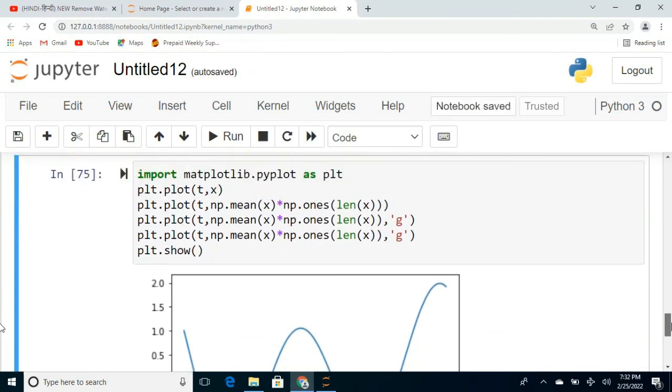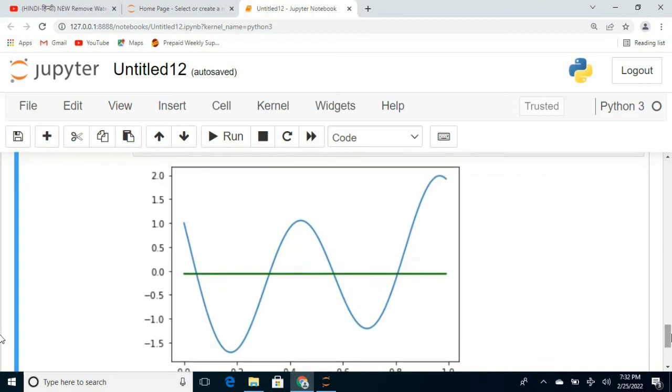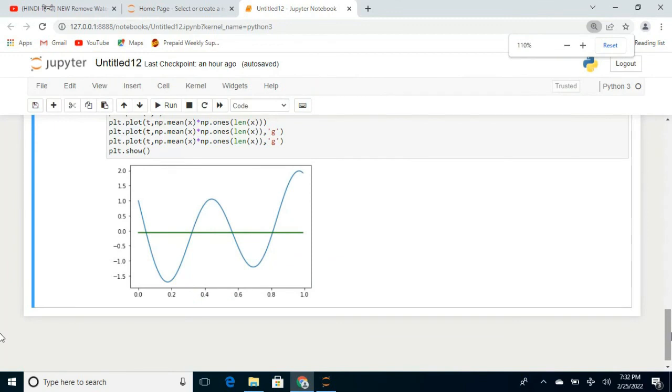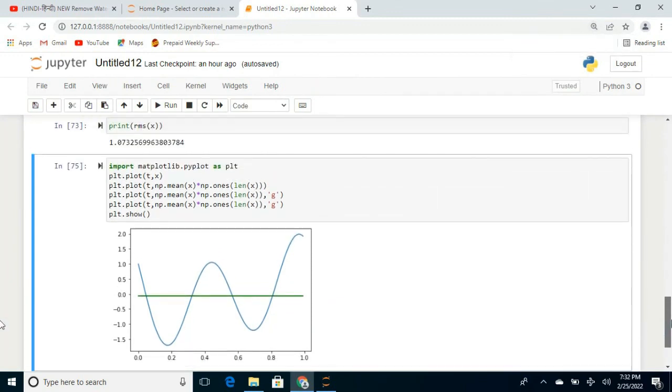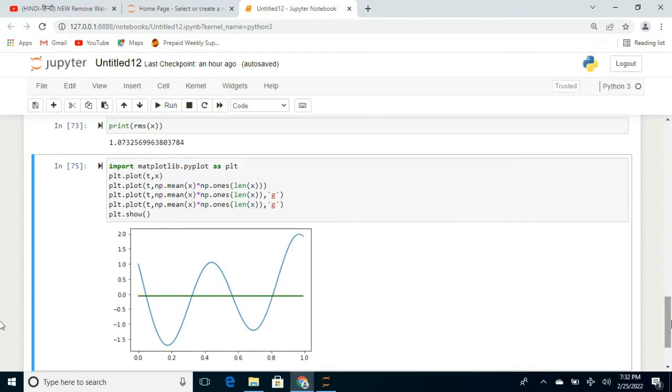Okay, this is the code, and this is the graph of this code. If I zoom out a little to fit on the screen, this is the code, and along with the code you can see the graph of this code. So this was all about the root mean square, and by using the root mean square we have plotted a graph in Python.